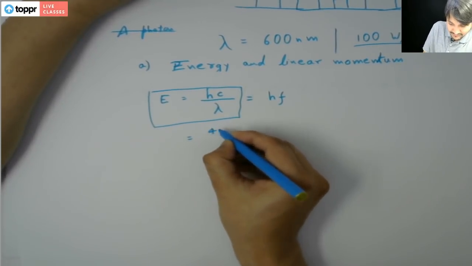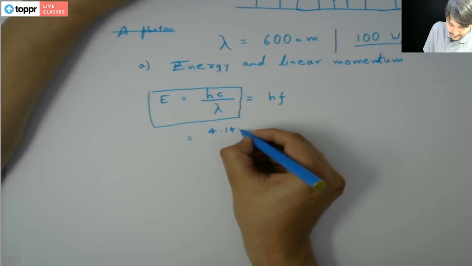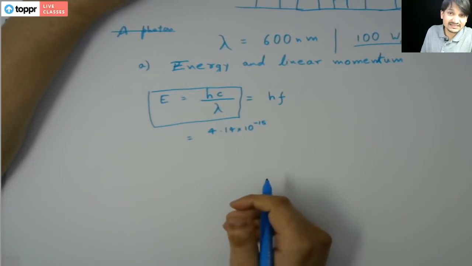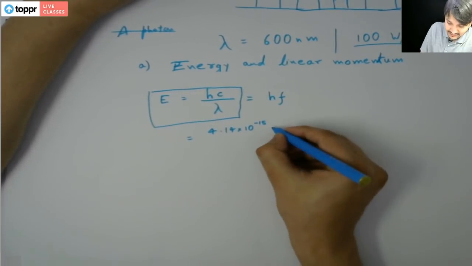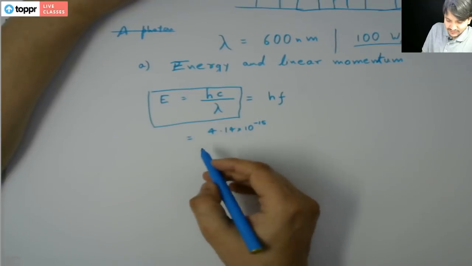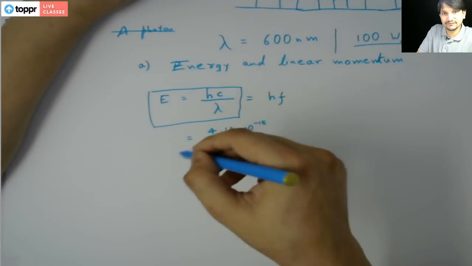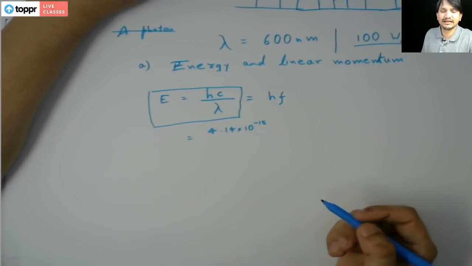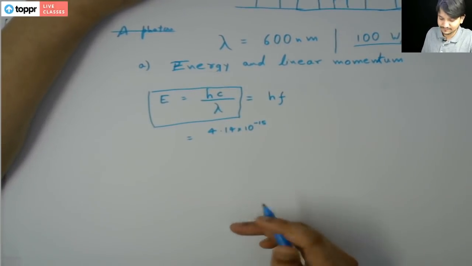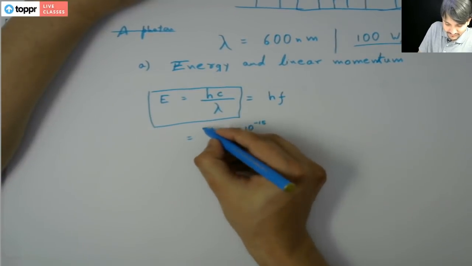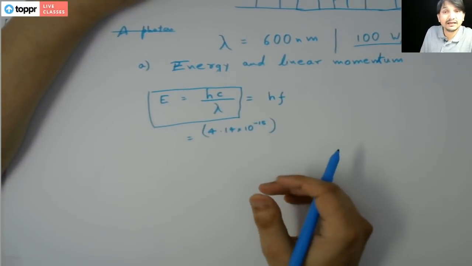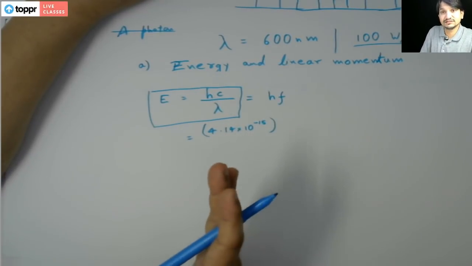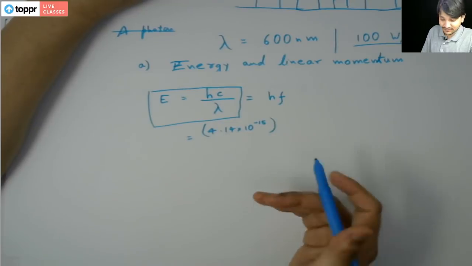The value of h is 4.14 into 10 to the power minus 15, and the unit is electron volt second. We can skip the unit for now, because if we are working with all SI units, our result will definitely come in SI units, that is joule. So be confident of that. That's the benefit of using one system of units at a time, and it's always beneficial if you're using SI units.